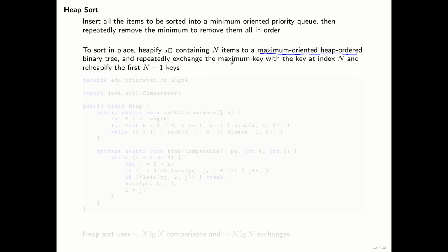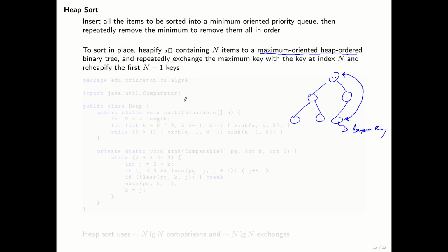We repeatedly exchange the maximum key. Once the first step is done, you have a max PQ, so something like that. The element that sits here is the largest element because it's a maximum PQ. So we repeatedly exchange the maximum key, meaning this one, with the key at index n. So this is the key at index n, and we simply exchange these two. Whatever is here, which is the largest element, comes here, and this one goes here. Now the thing to keep in mind is that this is the largest key.